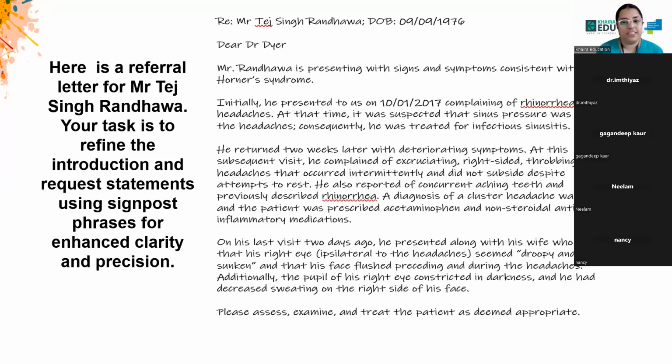Think of the last one as well. Do you want to use a conclusive signpost for the last one?